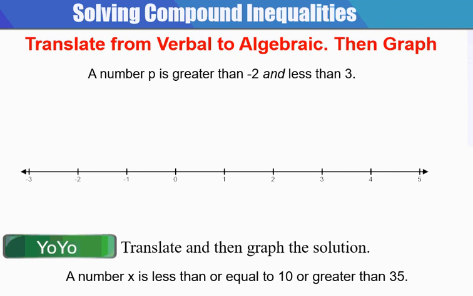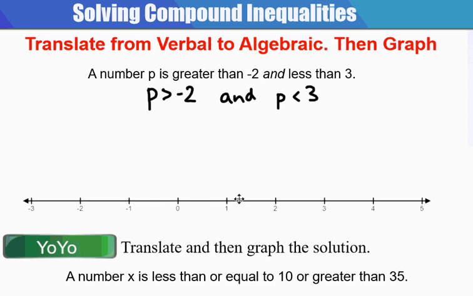First thing we're going to practice is just translating from English to math and then graphing. So first example says a number p is greater than -2 and less than 3. So I'm going to write this out the long way and then do the shorthand. So p is greater than -2 and p is less than 3. So that means p is somewhere between -2 and 3.